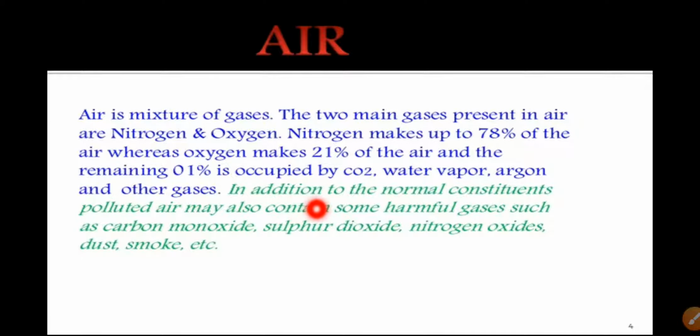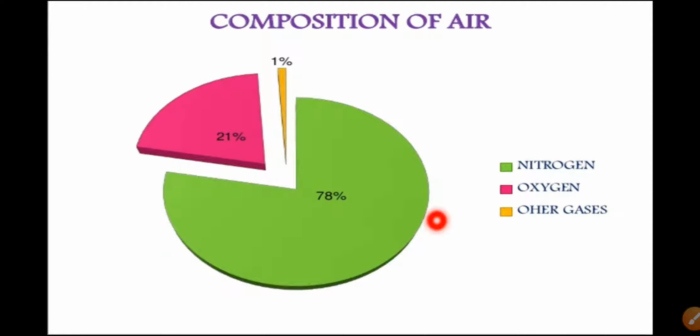But now see, in addition to the normal constituents, polluted air may also contain some harmful gases such as carbon monoxide, sulfur dioxide and nitrogen oxides, as well as dust and smoke. So we generally know air is a mixture of gases, with nitrogen 78%, oxygen 21% and 1% other gases. But in addition to these, if there is a presence of carbon monoxide, sulfur dioxide, nitrogen oxide, dust and smoke, then we can say the air is polluted or contaminated. So we can say there is air pollution because of these extra gases. Here in the diagram we can see 78% nitrogen, 21% oxygen and 1% other gases. This is the composition of air.